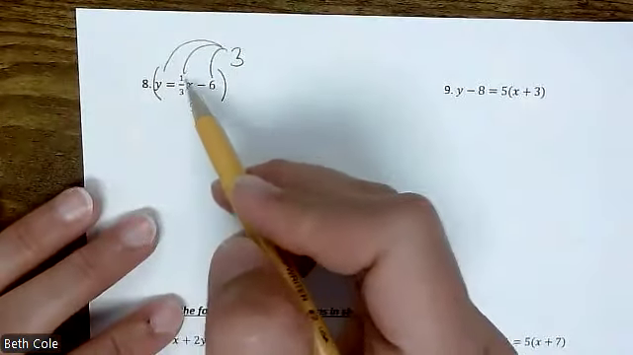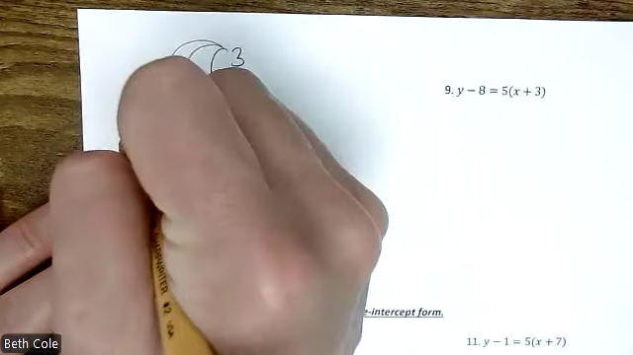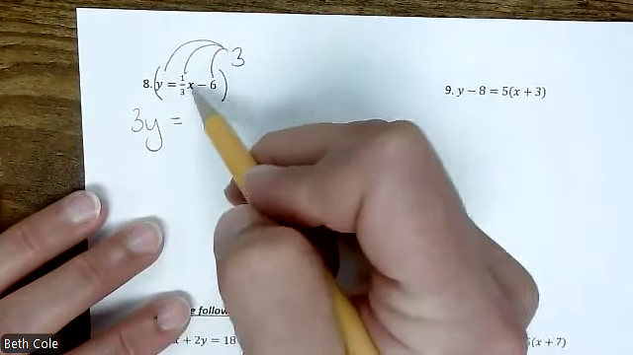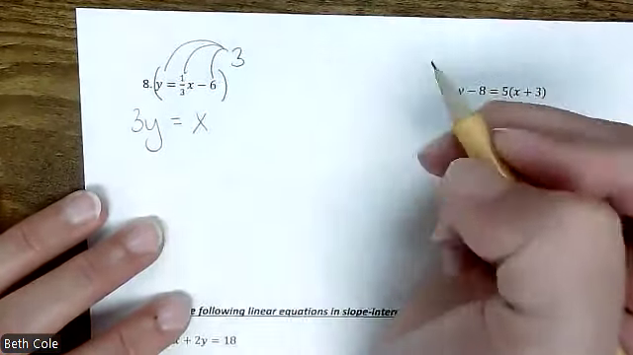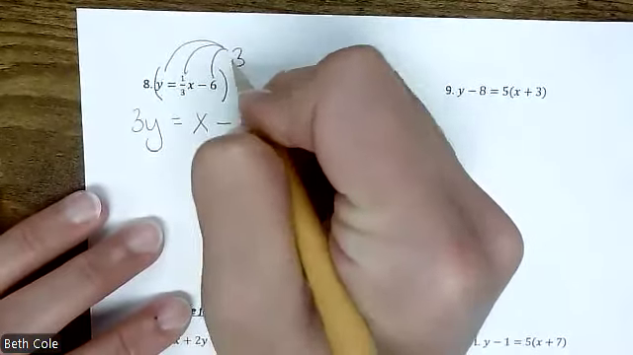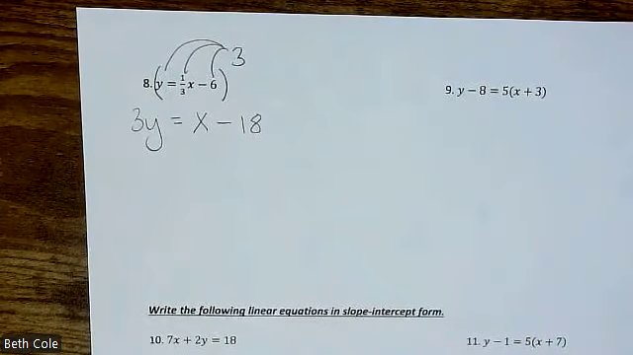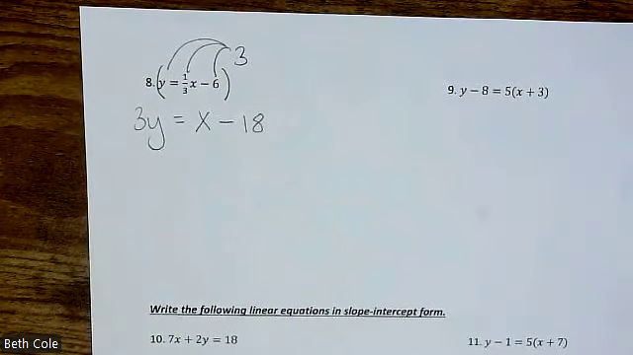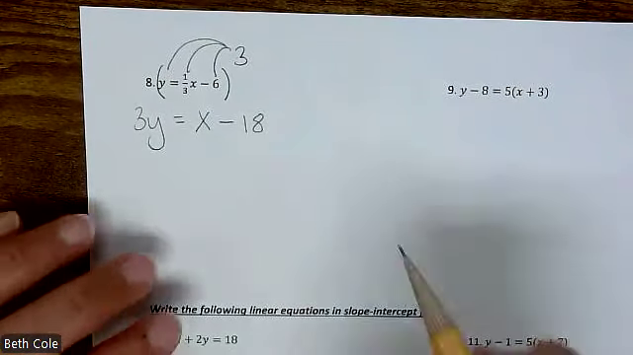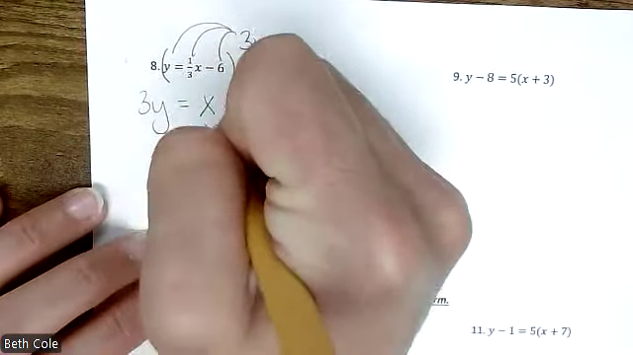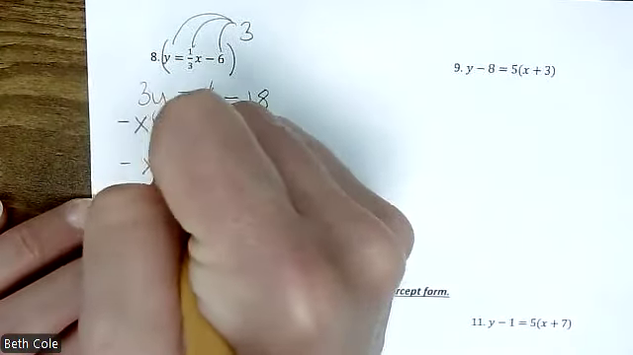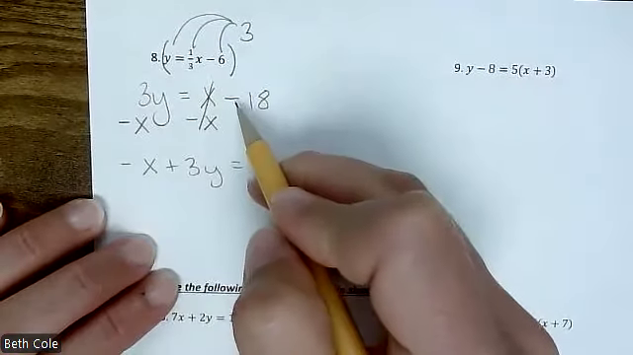So we're going to multiply a 3 to this whole thing here. So it'll be 3y equals, now these 3's will cancel, which is the whole point. You have 1x minus 18. 3 times 6 will give you 18. So I just multiplied a 3 to the whole thing. And again, the point of that is to get rid of the fraction. So again, if it was like a 1/7, you would multiply by 7. So now I want to get it in the right order. I need the x's to be first. So I'm going to subtract over this x. It'll be -x plus 3y equals -18.